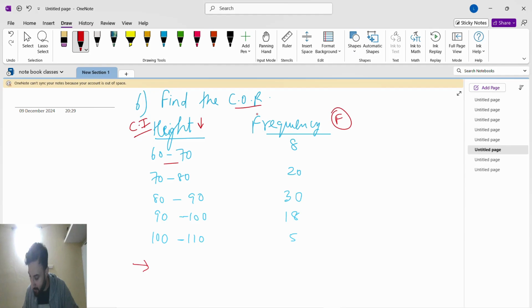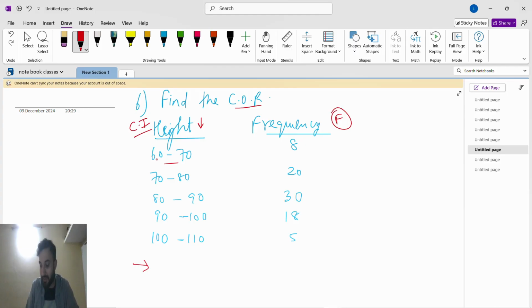So coefficient of range means what? Coefficient of range means we have to find the highest observation and the lowest observation, and it is given grouped. So for the grouped data, what will we observe? Yes, observation is the class interval. We will just focus on the class interval, forget about the frequency.